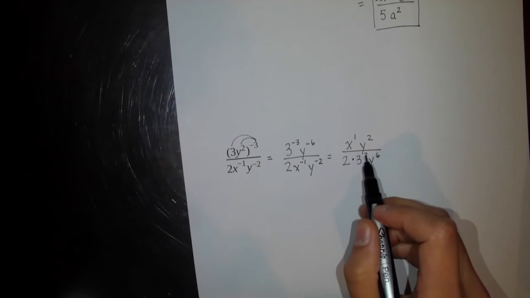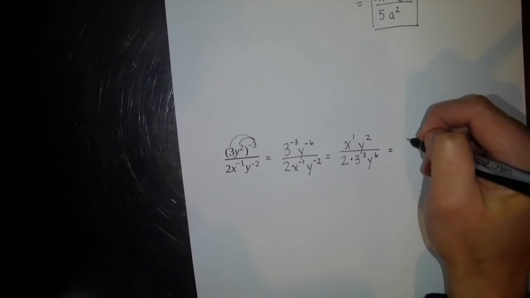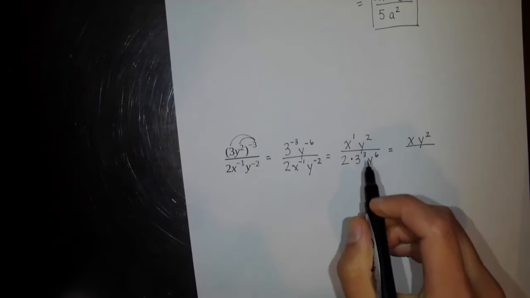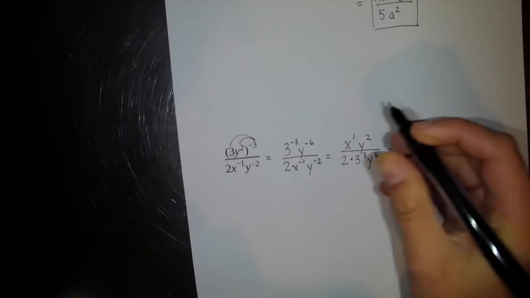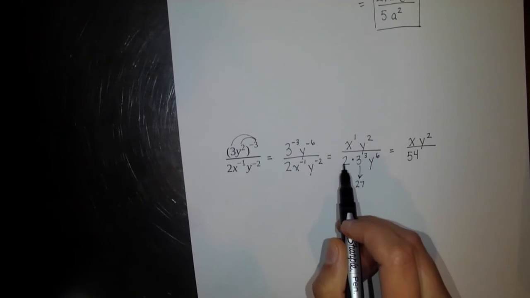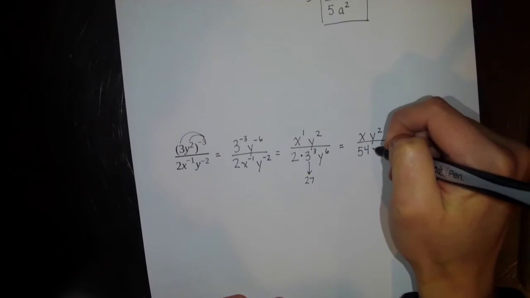I'm going to evaluate 3 to the third is 27. So I have x to the first, y squared. 27 times 2 is 54. Just so we know, 3 to the third is 27. All I did was this 27 times 2 to get the 54, and then y to the 6.